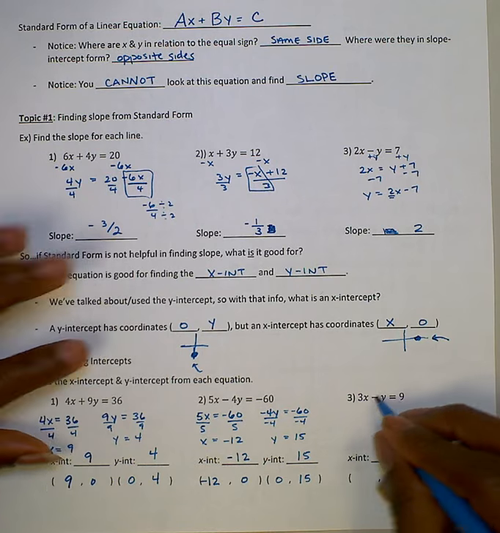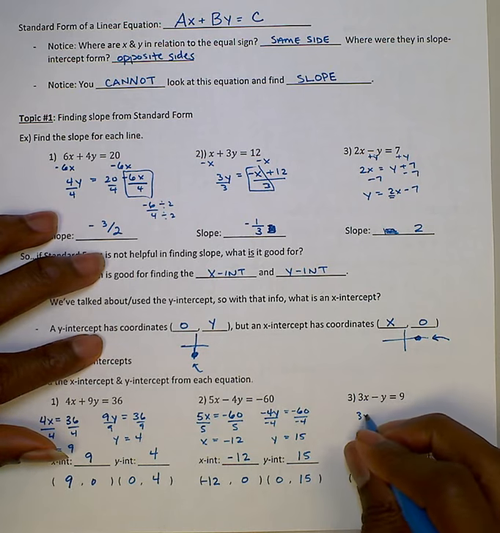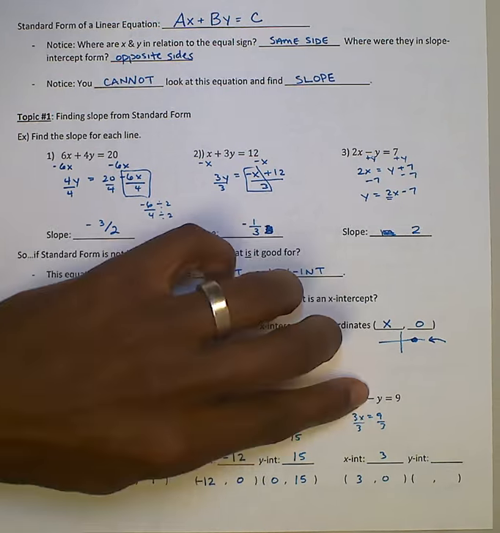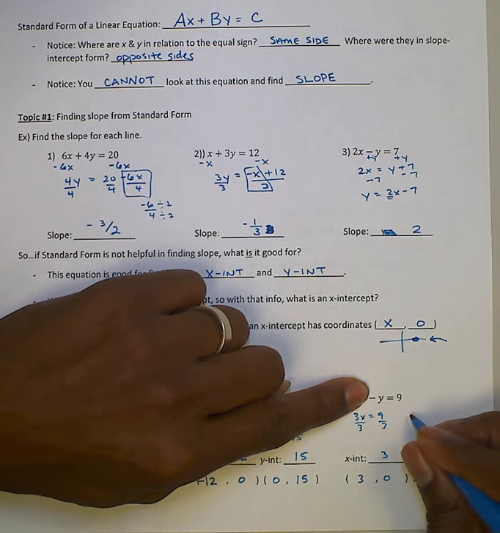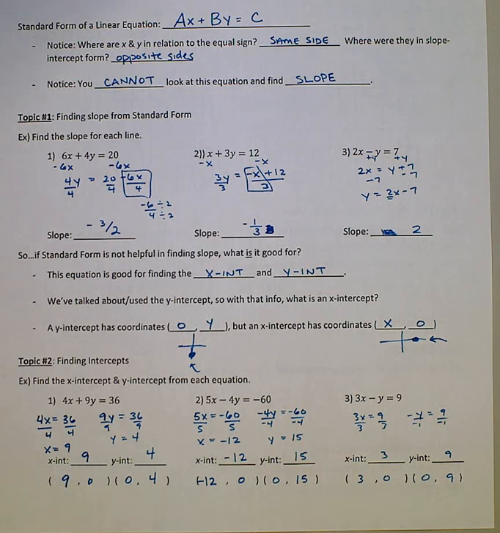Same thing here. Cover up the y, so I have 3x equals 9. Divide by 3. x is 3. That's 3, 0. Do the same thing here, not covering up the sign because now it's negative y. I'll divide by negative 1, and y equals 9. And that's 0, 9. Okay? So we see how that goes.